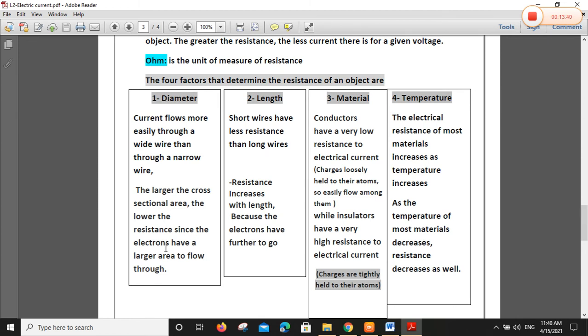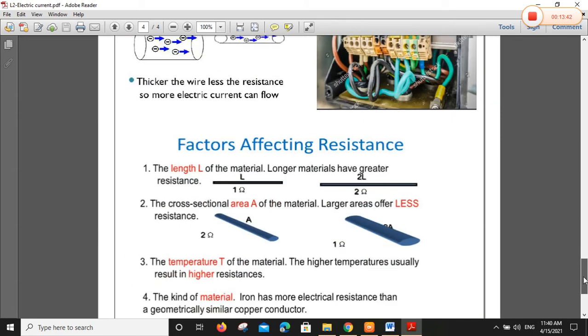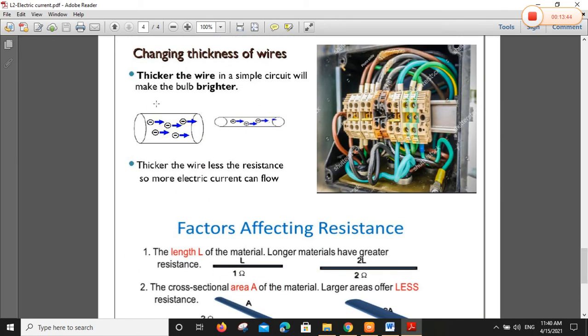Look at this diagram. This shows a wide wire or a wide cross-section, and then this thin one. The thicker the wire, the less resistance. So we use thick wire. Look at this thick wire: it allows electric current to flow easily and reduces the resistance.